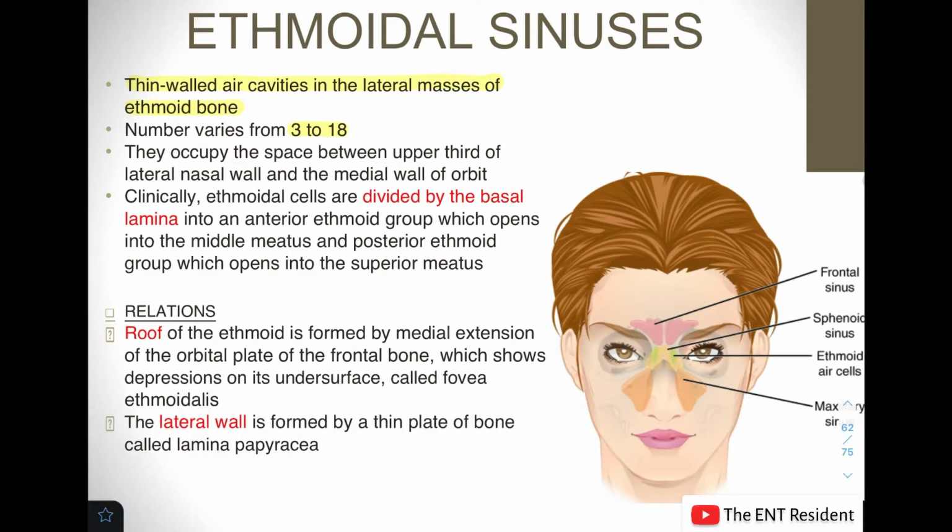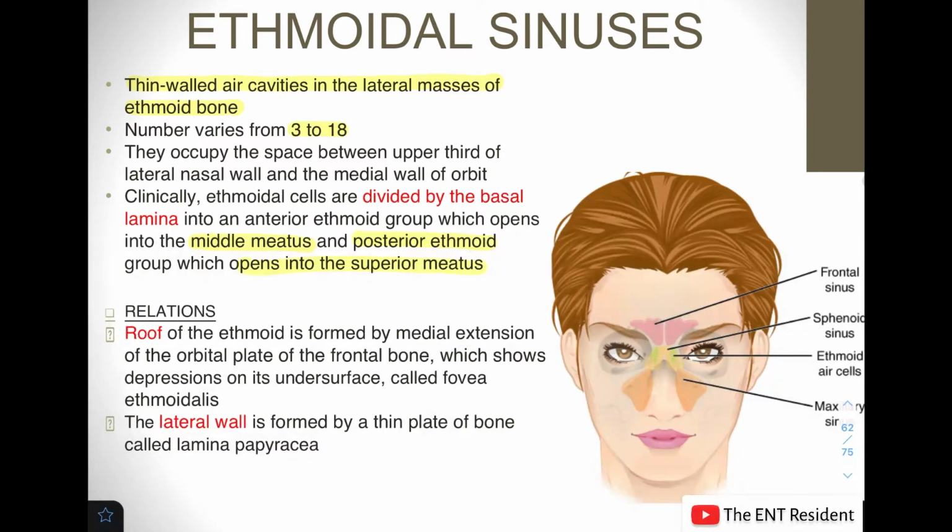This is also something I described in detail when I was telling you about the attachment of the middle turbinate. The middle third portion of the attachment of the middle turbinate, which is lying in the coronal or the frontal plane, is what is known as the basal lamella. This lamella divides the anterior group of ethmoid sinuses from the posterior group. So the anterior group opens into the middle meatus and the posterior group opens into the superior meatus.